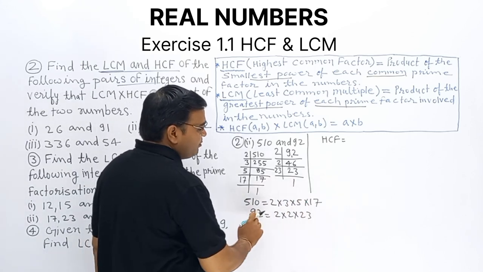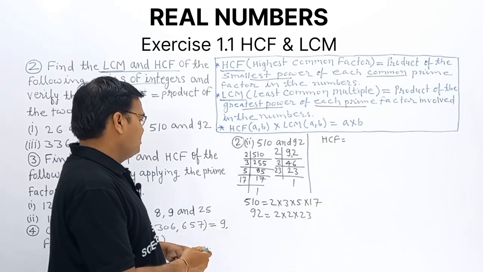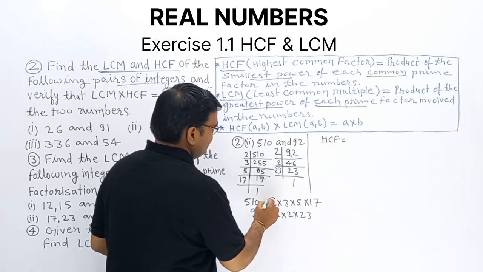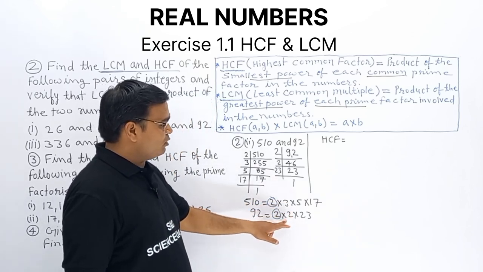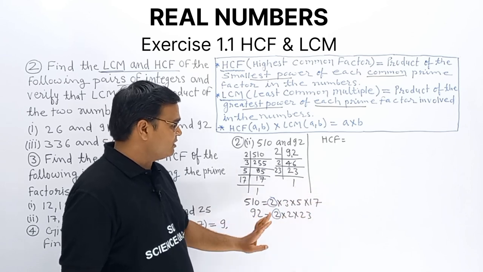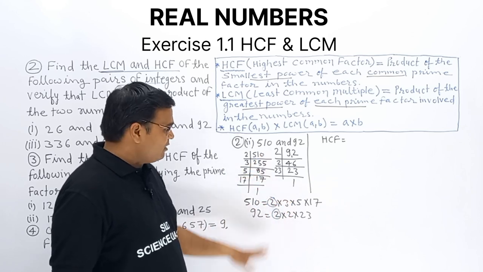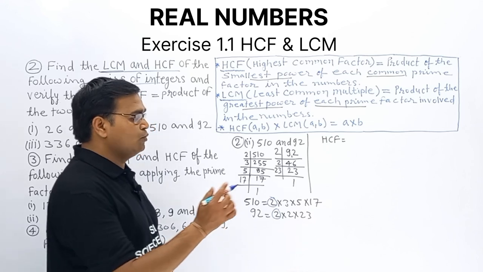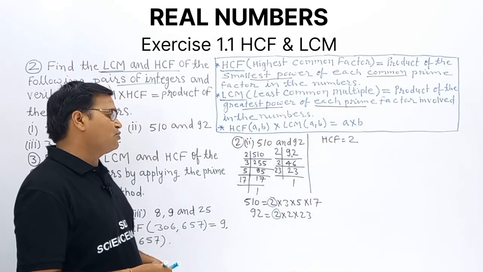HCF निकालने के लिए जो नंबर कॉमन होगा उसको कंसीडर करेंगे. So what number is common? Only 2 is common. 2 is there, 2 is there. There is 3, but there is no 3 in the other. 5 is not there. 17 is there, 17 is not there. 23 is there, 3 is not there. This 2 is there, but only one 2. So we have considered it. So only one 2 we will write there. This is the HCF, highest common factor.